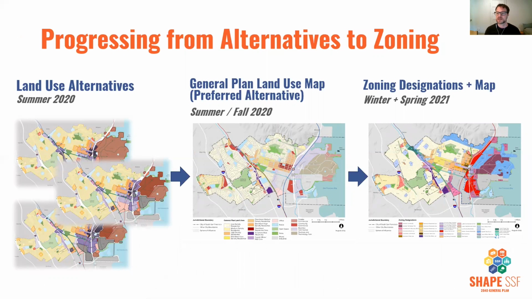Right now, we're moving through a process to develop land use alternatives for the city of South San Francisco. And we'll be going through a series of community meetings over the summer of 2020 to define and talk about the trade-offs with different land use policy choices in the city. Once we've narrowed down the selection of a land use alternative through a community process, we'll develop a general plan land use map, or that preferred alternative from the alternatives process. Once that general plan land use map is established, we'll go through another process to establish the more specific zoning requirements and regulations for each of those parcels of land within South San Francisco.